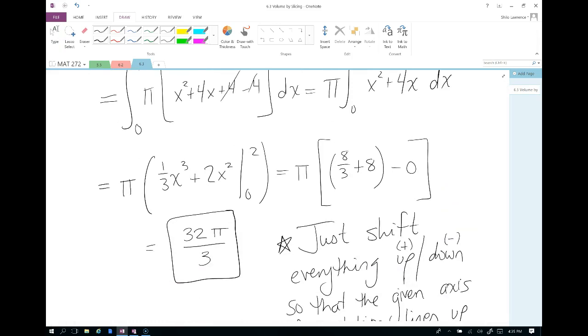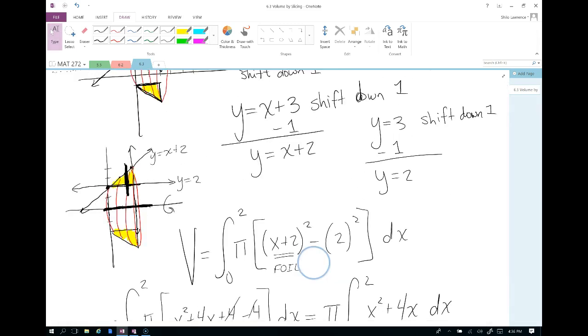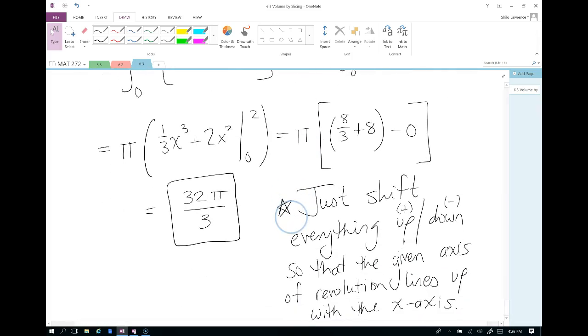Now for different vertical axes of revolution, we're actually going to learn a completely different method that's going to be much easier. So for right now, just worry about different horizontal axes of revolution. And in 6.4, we're going to learn something called the shell method. In our textbook, it's actually called volume by shells.